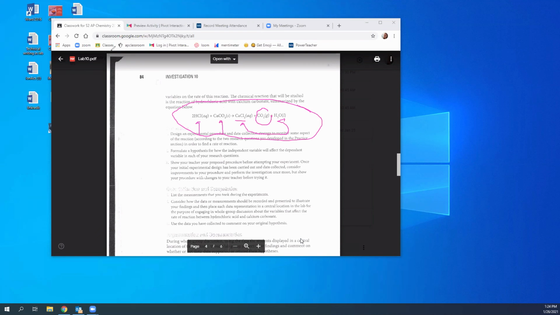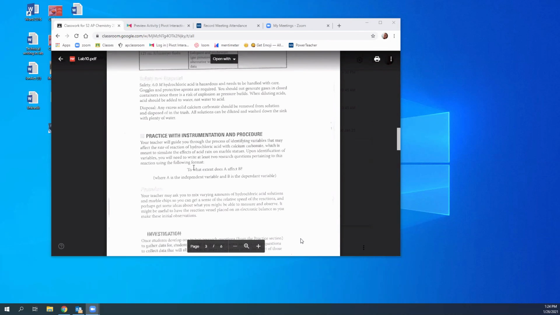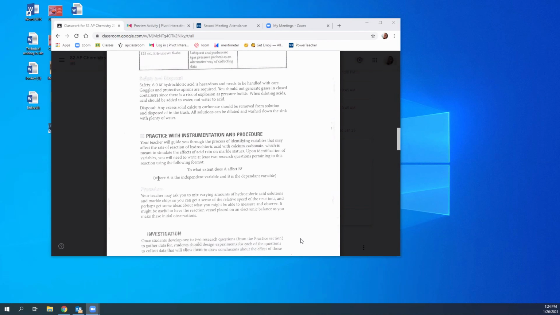So hold on. To show how A affects B, to what extent does A affect B? A is your independent, B is your dependent. Your teacher will guide you through a process of identifying variables that affect rate. There's no catalyst, but you have access to all the other things.